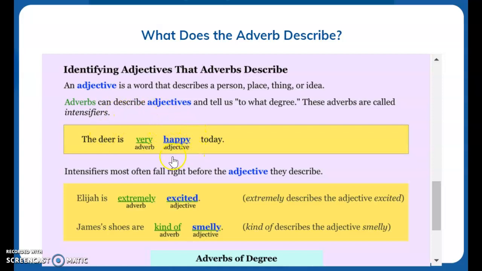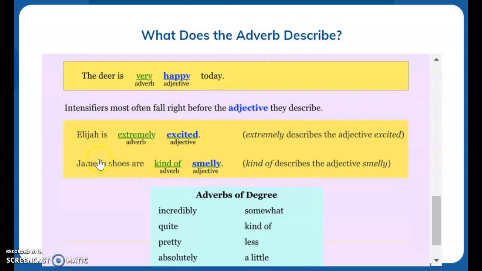Now, is there anything that tells us more or describes happy? Yes, very, because it answers to what degree, like very or extremely or slightly, right? Those are adverbs that would describe adjectives. So, very happy. Here's another example of that. Elijah is extremely excited. So here, excited is our adjective, and the word that's telling us to what extent. How excited is he, right? That's going to be our adverb, extremely. He's extremely excited. There are other adverbs that would fit, right?